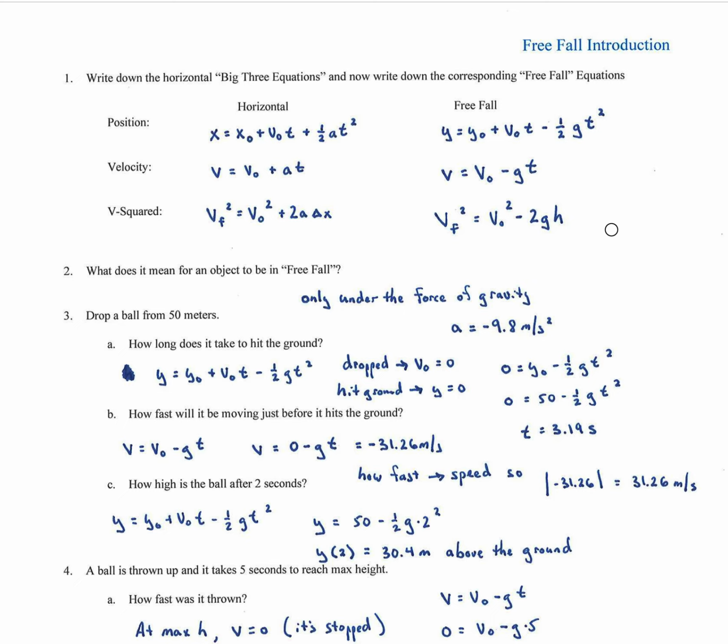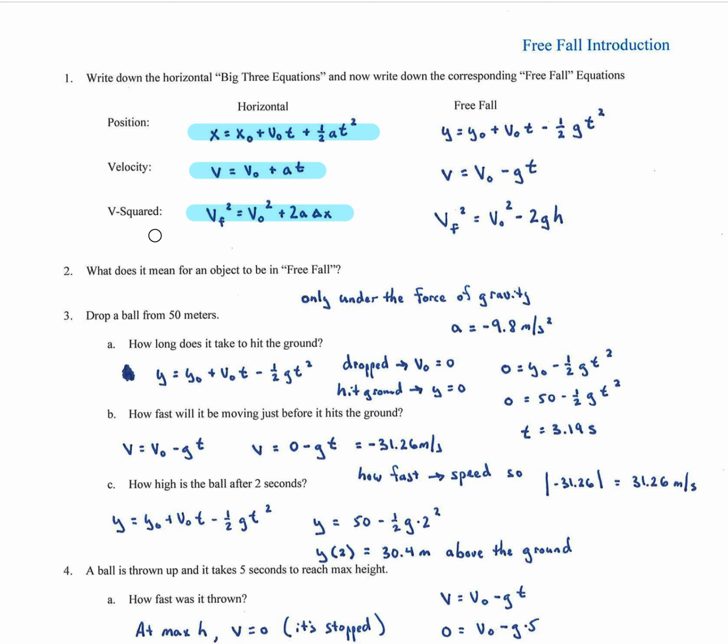Free fall. And first, let's go back to how we started the year. We started the year with the big three: our position equation, velocity equation, and the v squared equation, or no-time equation. We traditionally introduce those in a horizontal perspective.